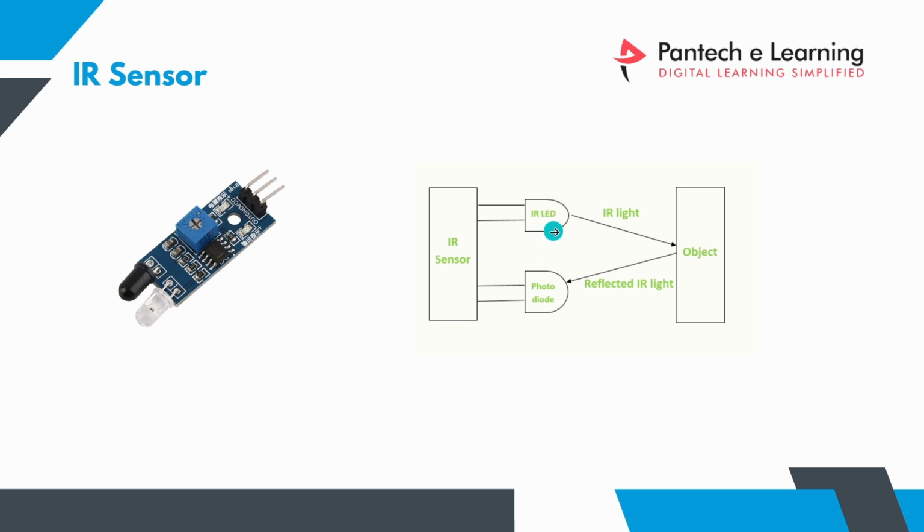From the IR LED, the infrared radiation will be emitted. When it hits an object, it gets reflected to the receiver, and the receiver captures it and we will get some output. We are going to use this to detect people, whether there is a human or an object or not.